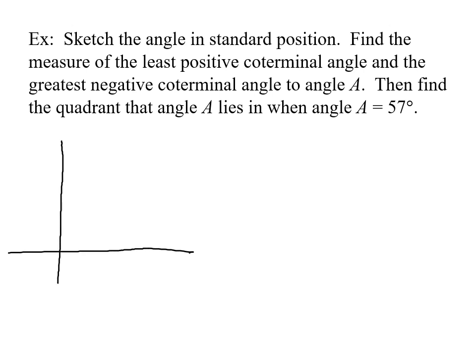So since it's in standard position, that means we're going to have an initial side on the x-axis going this direction. And the terminal side would be out in the quadrant. 57 degrees, kind of like what we just talked about a while ago, this is 0. This would be 90 for the first quadrantal angle. So 57 is not in the middle. Halfway between 0 and 90 would be 45. So you're a little bit more than halfway between the two axes.